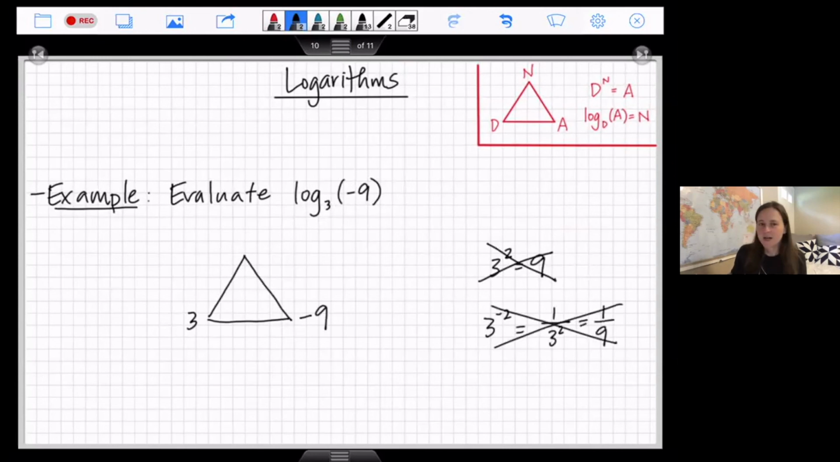And even if you try like a fraction 3 to the 1/2, that tells me a square root, right? That's equal to the square root of 3. This is actually impossible to do. It was a trick question, kind of. You can't get a negative number by exponentiating a positive number with some sort of exponent. So up here, we're going to say that this is undefined or does not exist. It just can't happen.